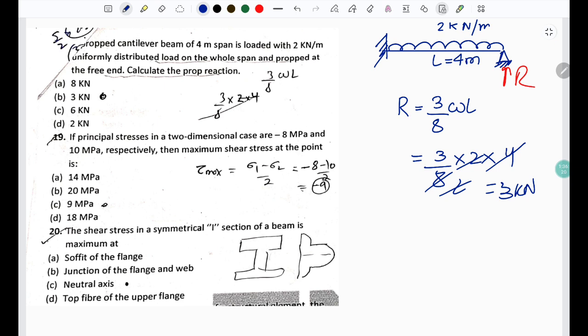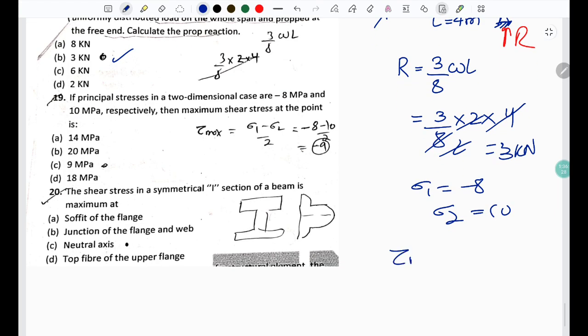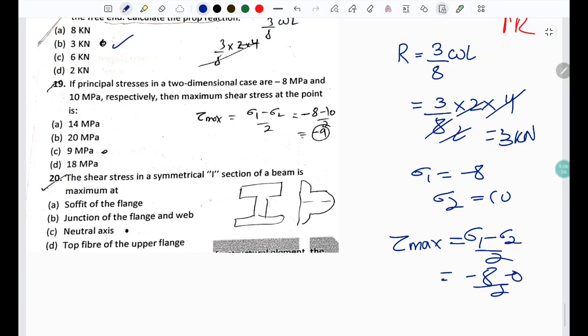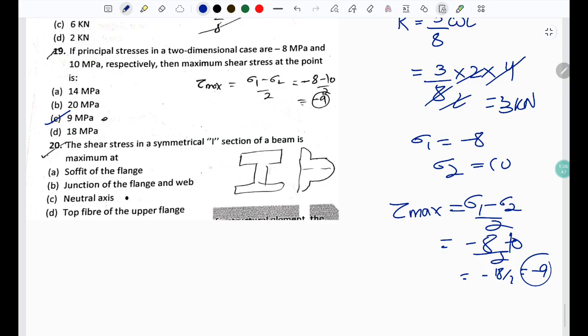Okay, next question is principal stresses. Sigma 1 is minus 8 megapascal, sigma 2 is 10 megapascal. Then maximum shear stress tau max is given by the formula sigma 1 minus sigma 2 by 2, that will be minus 8 minus 10, that is minus 18 by 2, minus 9. Therefore 9, since signs are not mentioned, only the magnitude.